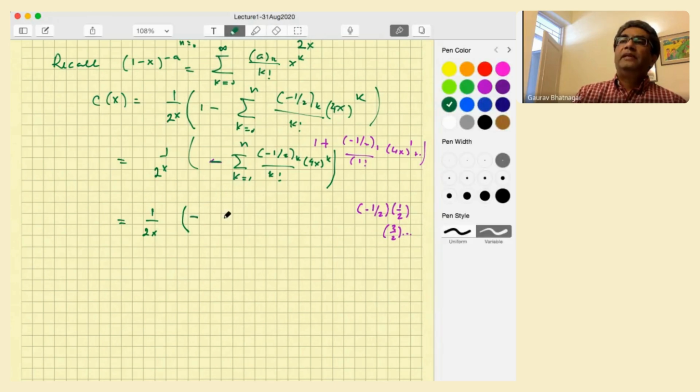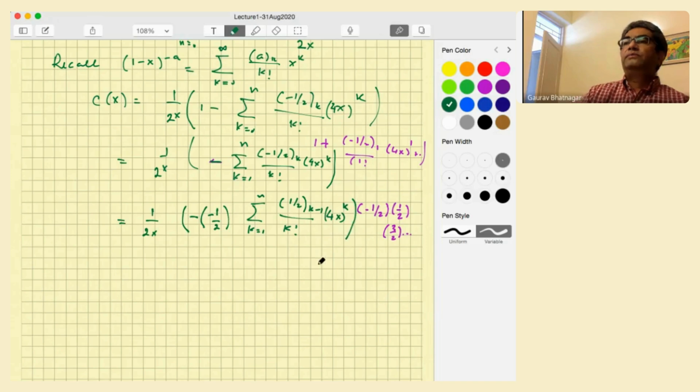There's already a minus sign, and then I take out a minus 1 by 2 from here, and then I have k equal to 1 to n, and then I have 1 by 2 sub k minus 1, k factorial, 4x raised to, and in fact I can take out this guy also. Is this clear? So there are k terms.